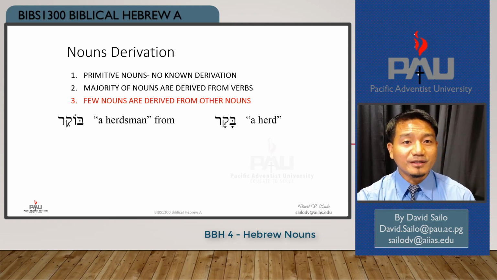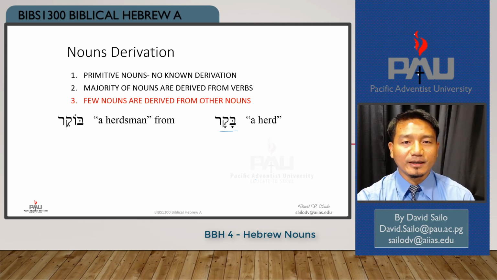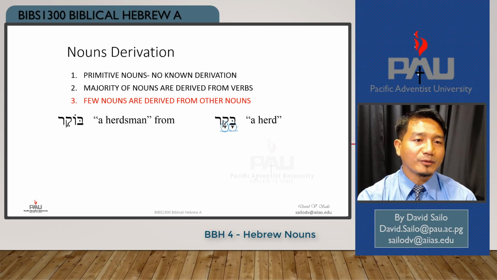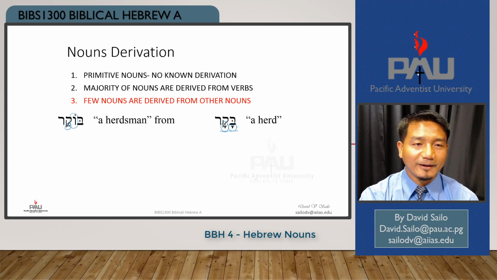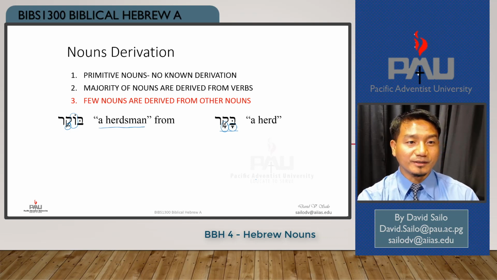And few nouns are derived from other nouns. Example, from the word bakar, this is a herd, a group of animals. We change the vowel again, and we have boker, so we change into Holem Vav and Sere, and then we get herdsman, the one who herds.